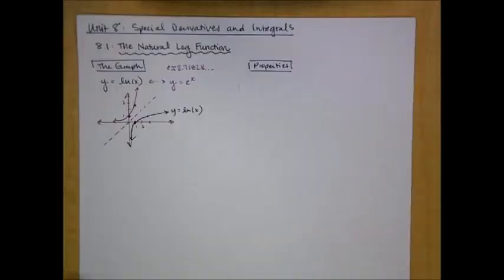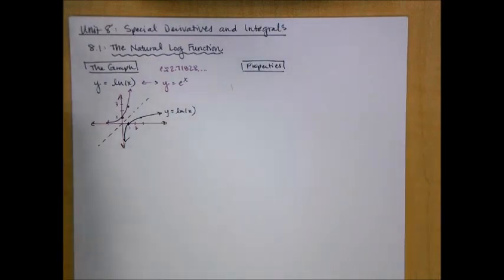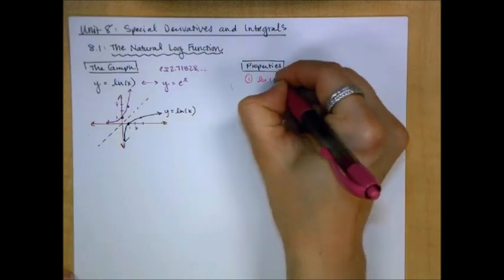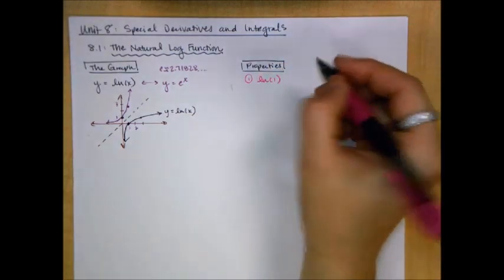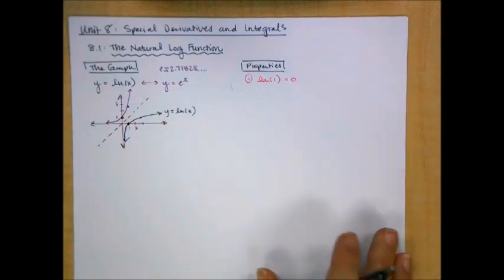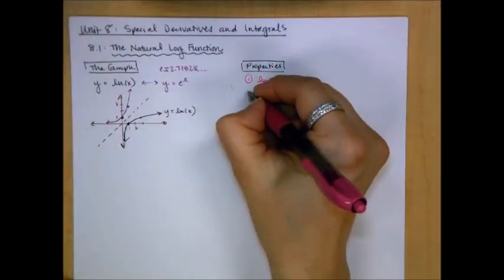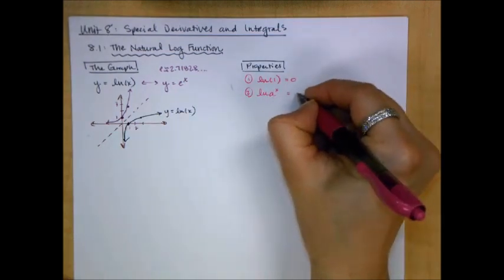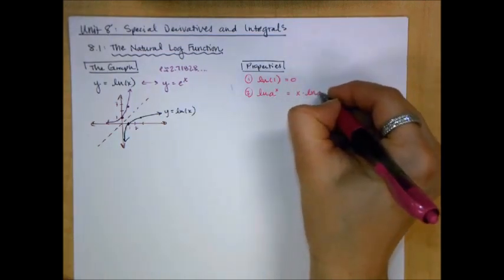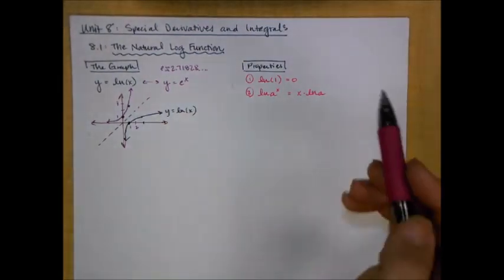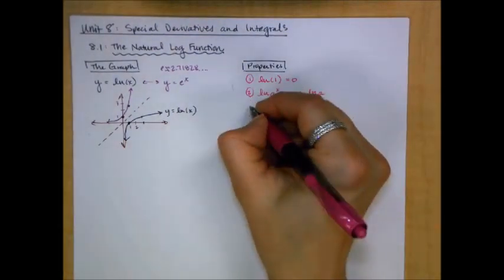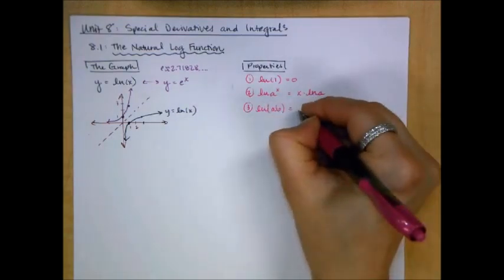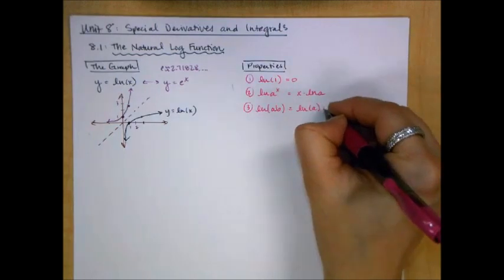All right, so there are some properties about logarithms that we're going to review. The first one is that the natural log of 1, or really log 1 with any base, is 0. The natural log of a to the power x can be written as x times the natural log of a. So this was a power property. Third, the natural log of a times b expands into the natural log of a plus the natural log of b.